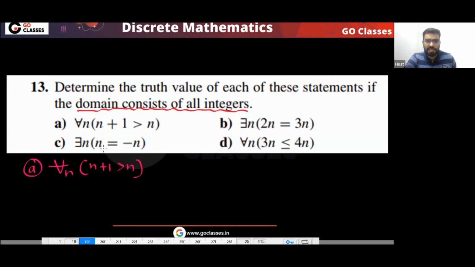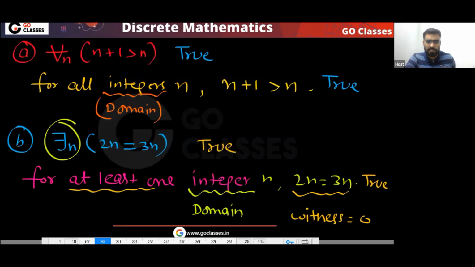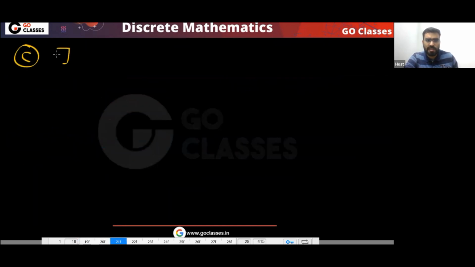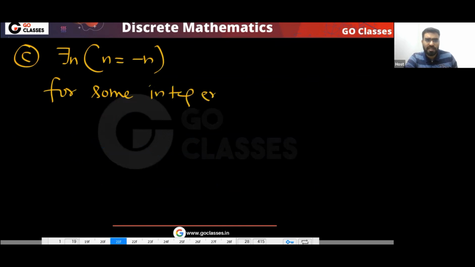There exists n such that n is equal to minus n. This statement means for some integer n, n is equal to minus n. Again, I am writing integer here because this is the domain. So this is also true. And who is the witness? Again, 0 is the witness.